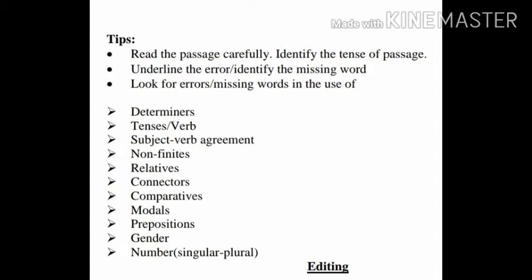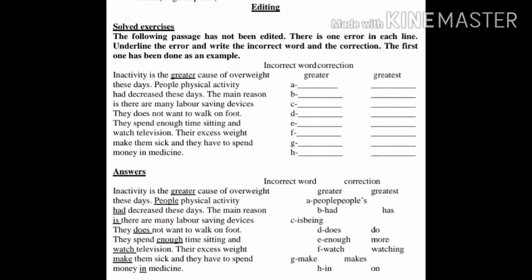See now, I will show you an example so that you will understand it properly. See now, I will take a solved exercise here. The following passage has not been edited. There is one error in each line. Underline the error and write the incorrect word and the correction. The first one has been done as an example. So first of all, you will get the idea from the example also. Okay. So here the incorrect word and correction is given: greater and greatest.